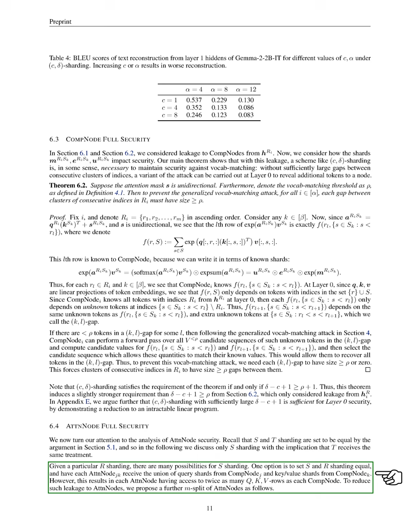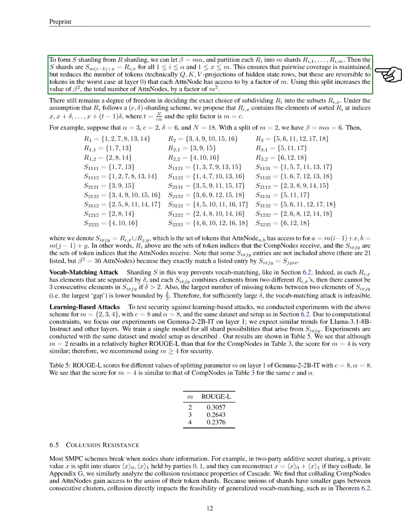However, this leads to each Atom node having access to twice as many Q, K, V rows as each comp node, which we want to avoid. To limit this access, we suggest further splitting the Atom nodes. We can define beta as m times alpha and divide each R_I into m shards, labeled R_I1 to R_Im. The S shards are then defined as S_{mI+x} = R_{Ix} for all I and x. This method maintains pairwise coverage while reducing the number of tokens each Atom node can access by a factor of m. This split also increases the total number of Atom nodes, represented by beta squared, by a factor of m squared.